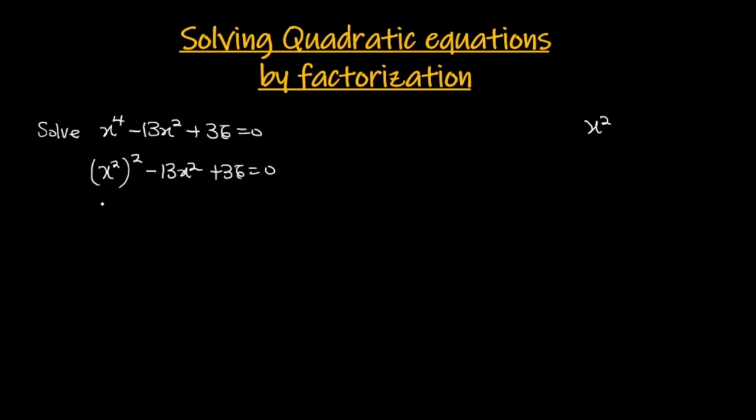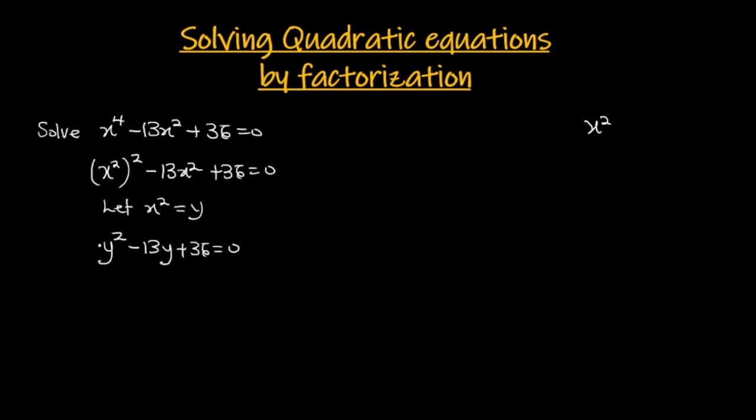Right now, from here I can say let x squared be equal to y. So it means wherever I see x squared, let me replace that by y. So over here I'm going to have y with a square at the top, minus 13, then this x squared becomes y, plus 36 is equal to 0. Now this is looking like our normal easy quadratic equation that we can factorize. So we go ahead to factorize this and get an answer.